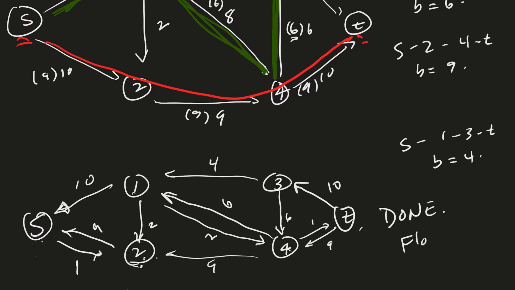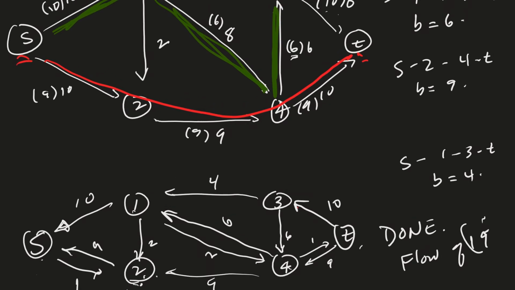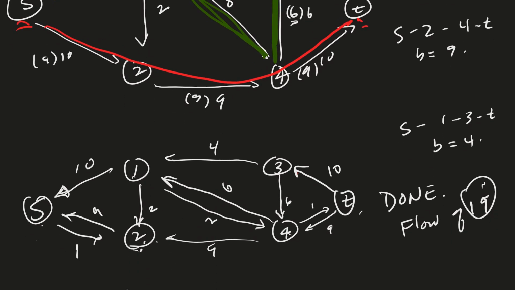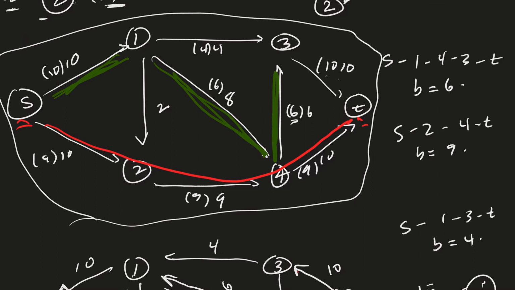We have a flow of, what was it? 19? 6 and 4 is 10, and 9 is 19. Yes, flow of 19. Good. And now this is the residual graph, right? And so this was our finished flow. Right, so this is our flow up here.